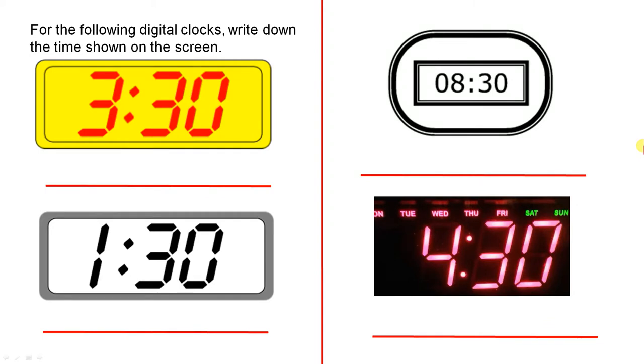This video follows on from the last video where we have some questions, and the answers for any particular slide are on the following slide. So for this slide here, for the following digital clocks, write down the time shown on the screen. You can pause this slide for as long as you want and just write down those four answers on a sheet of paper, and in a few seconds I'll just go on to the answers on the next slide.